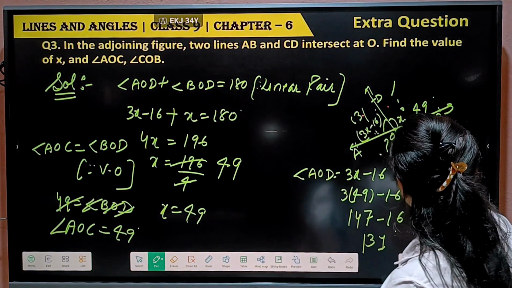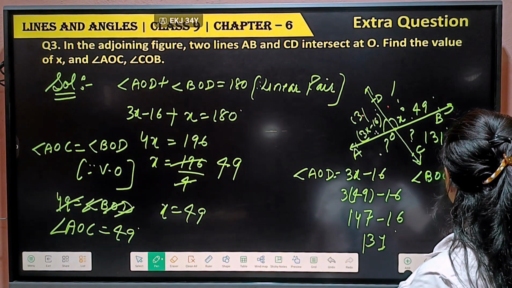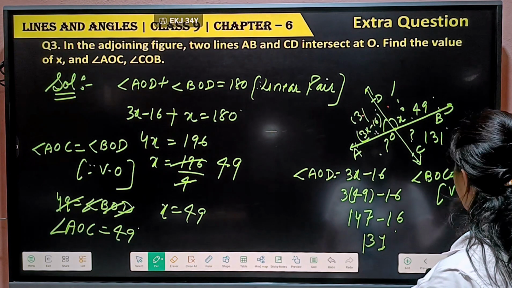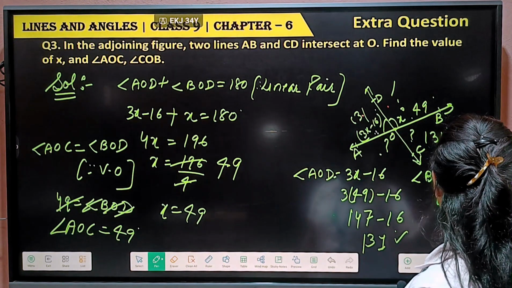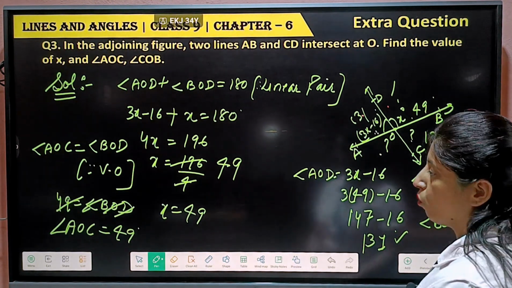In the same way BOC is equal to AOD. Vertically opposite angles are equal. AOD we have already found, that is 131 degrees. So angle BOC is also equal to 131 degrees.